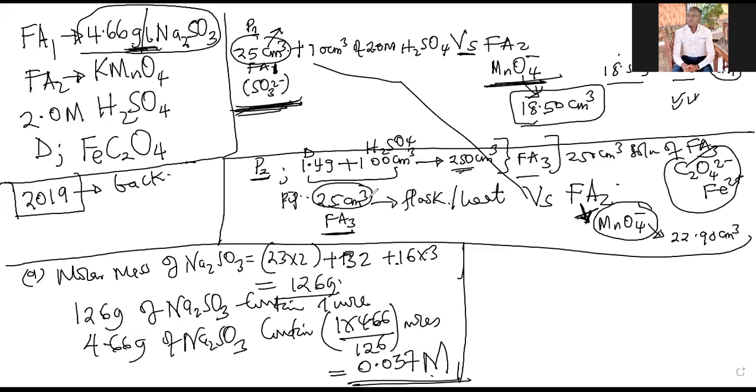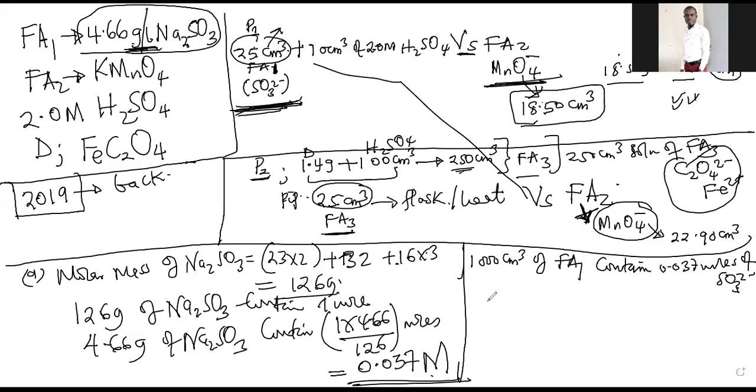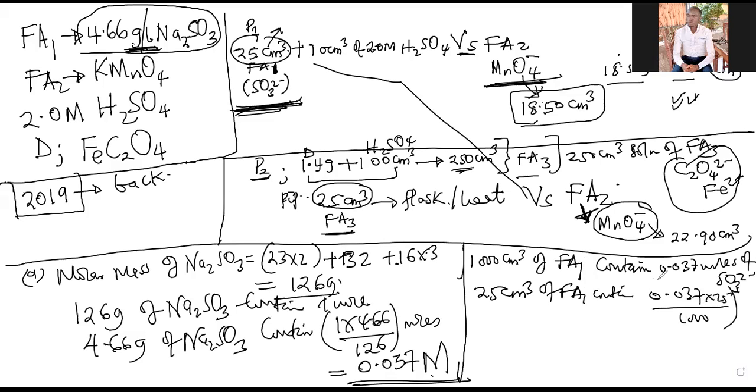But the reacted volume of sulfite is 25. Because it reacted with the manganate, you must get the moles in the reacted volume. So 1,000 cubic centimeters of FA1 contain 0.037 moles of sulfite ions. Now we are talking in a solution. What about 25 cubic centimeters of FA1? It contains 0.037 times 25 out of 1,000 moles. Here I'm getting the reacted moles. So the moles that reacted will be, I can record my answer in exponents, 9.25 times 10^-4 moles. Avoid mistakes; sometimes we prefer this.